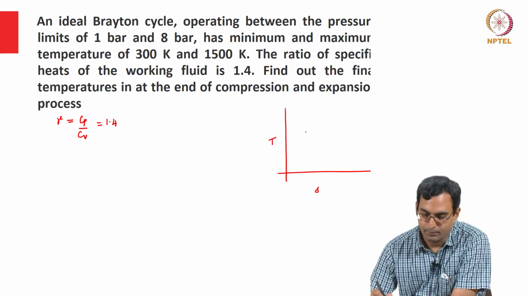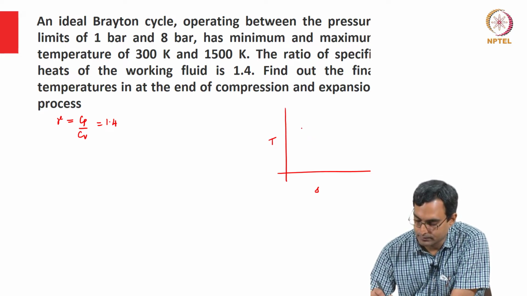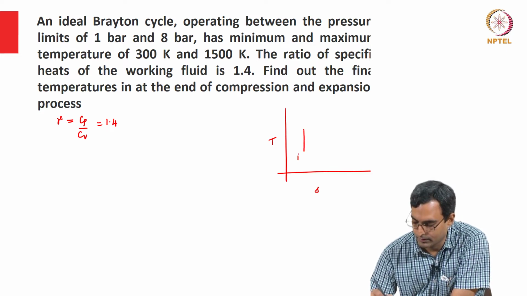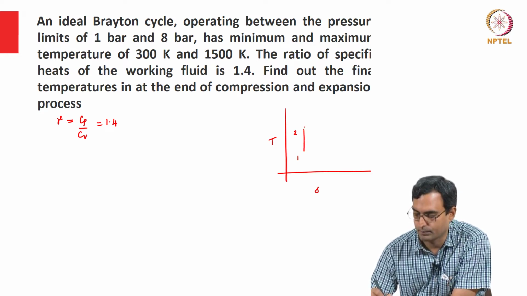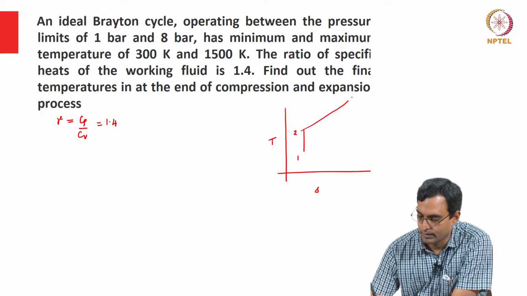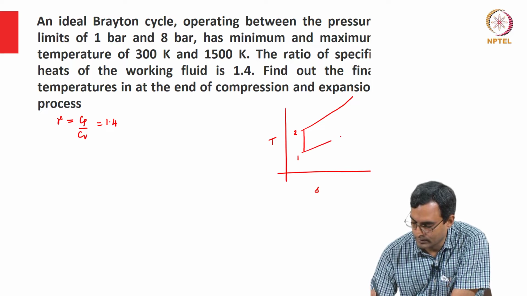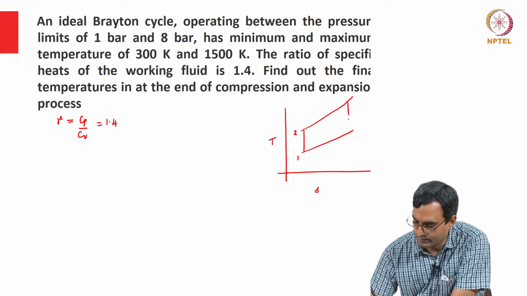We have it operating between pressure limits of 1 bar and 8 bar. So the Brayton cycle, as we know, has two isentropic processes. So this is isentropic process 1 to 2, compression, constant pressure process, another constant pressure process, and we have expansion.